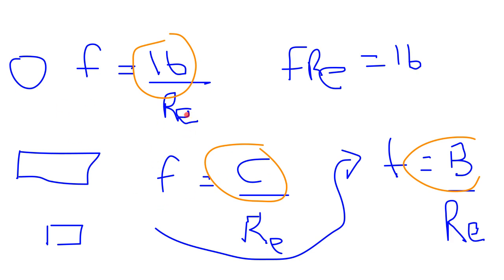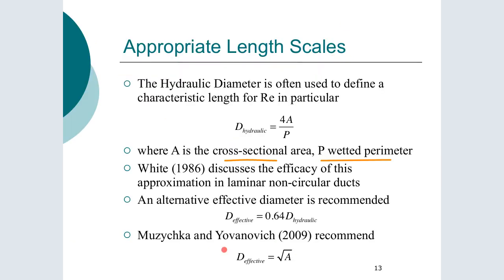And what we'd like to have, if we had the correct length scale, is that we just have one number, one constant for the product of the friction factor and Reynolds number, which we call the Poiseuille number. Okay, so that's the whole idea with that. So I'll just swap back to our slides.